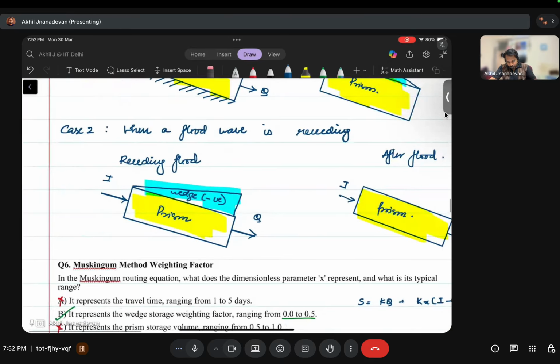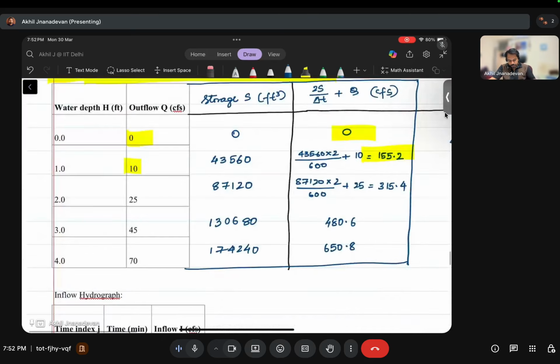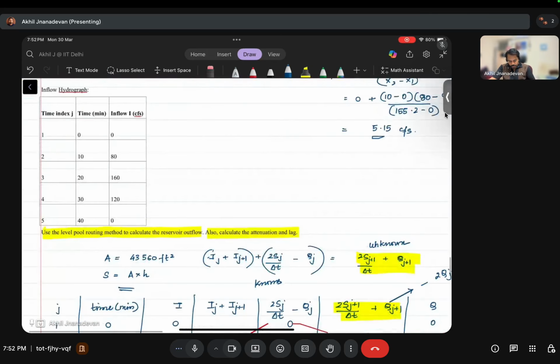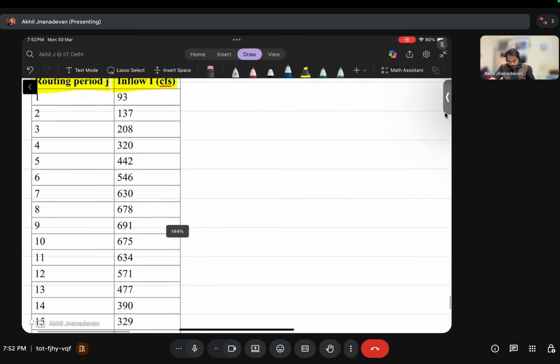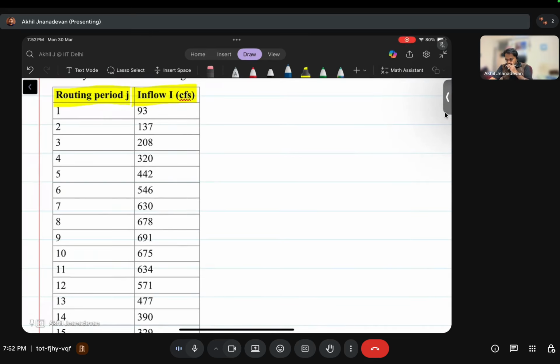Okay. Now we can come back to the Muskingum method. So these are the routing period and inflow hydrographs given.